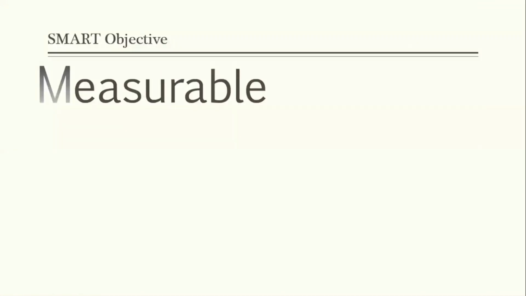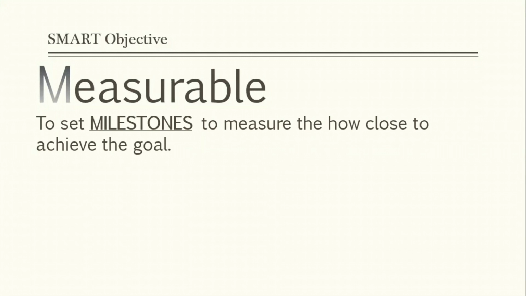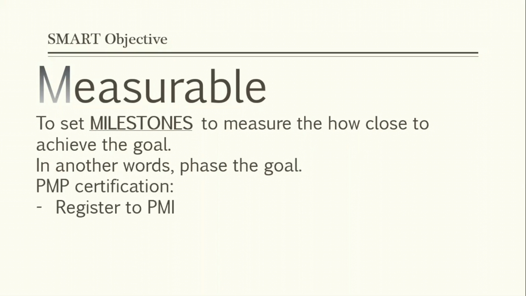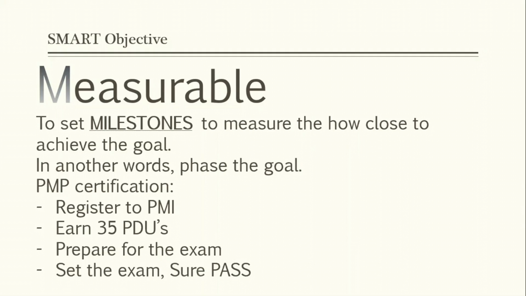After you know what is specific, now it's time to know what the M, the measurable, means. Measurable means to set milestones to measure how close you are to achieving your goal. In other words, you need to phase your goal. So let's take an example, which is the PMP certification and how to phase it. These are the phases that I have to complete in order to earn my PMP certificate. First of all, I need to register to PMI, earn 35 PDUs, prepare for the exam, and definitely sit for the exam and, for sure, pass.